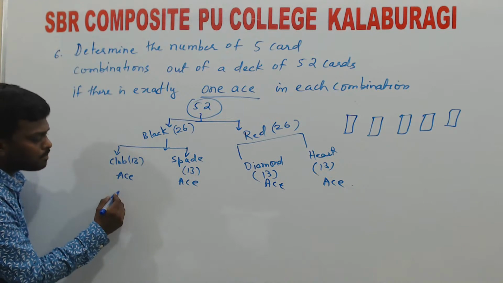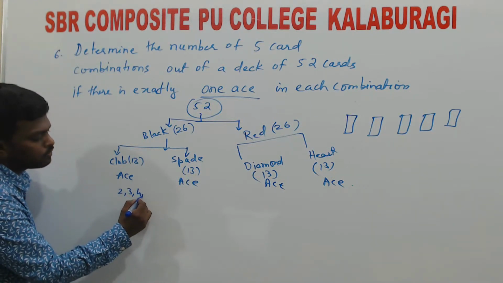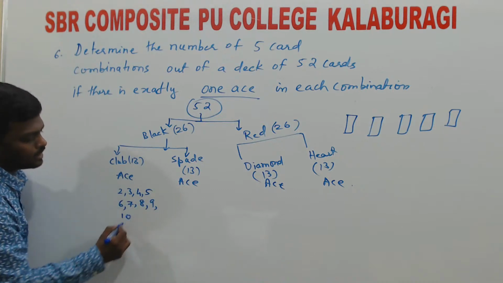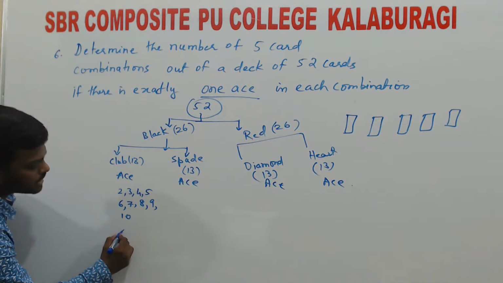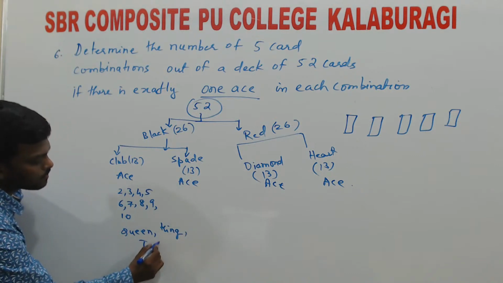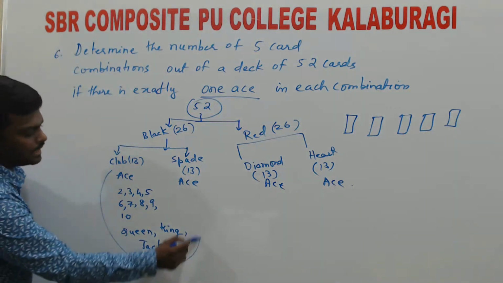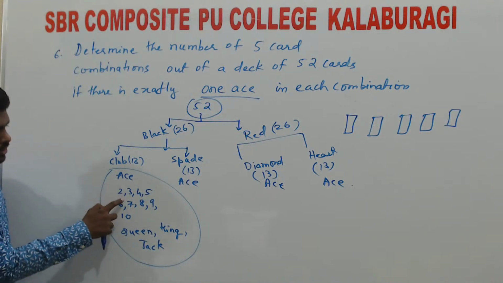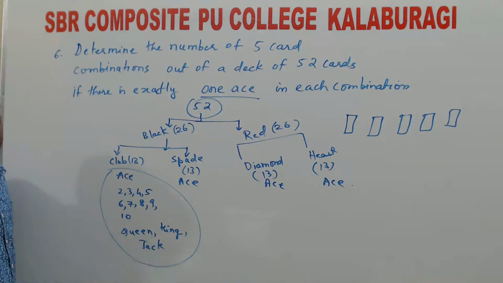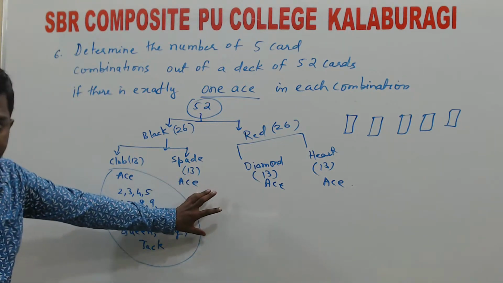Next were the numbered cards, 2, 3, 4, 5, 6, 7, 8, 9, 10. Next were queen, king, and jack. Now count, students, whether they are 13 or not. This is 1, these are 9, so 10, 11, 12, 13. Is that clear, students? Now just take a look at it, you will understand the question properly.